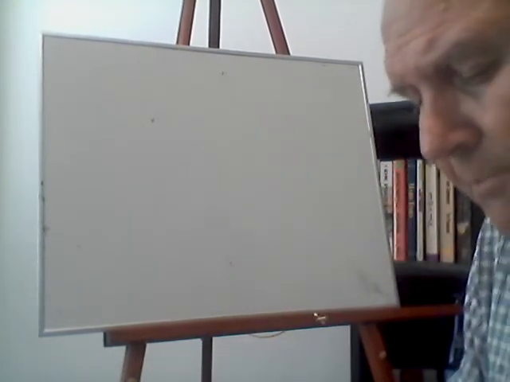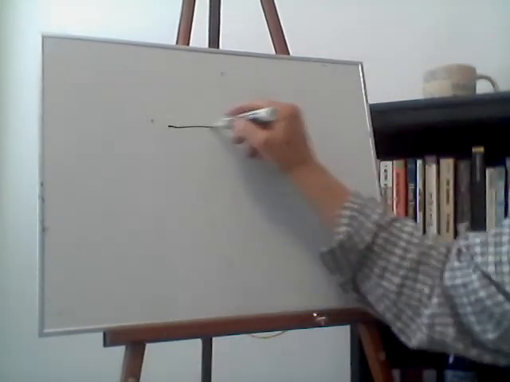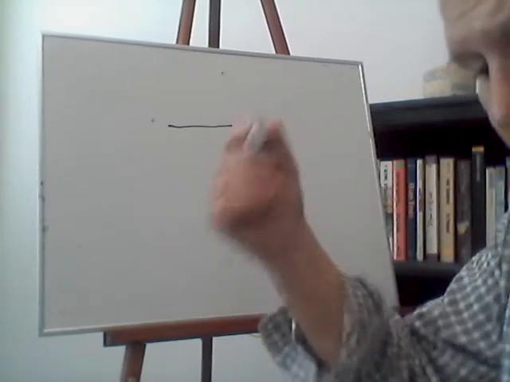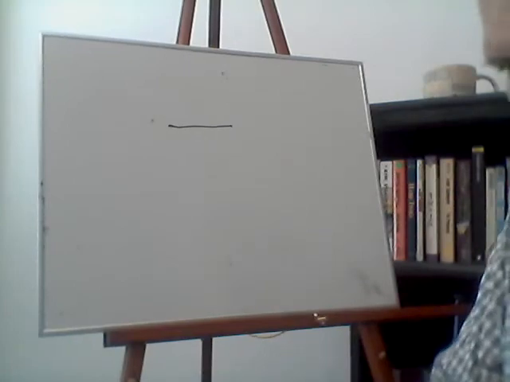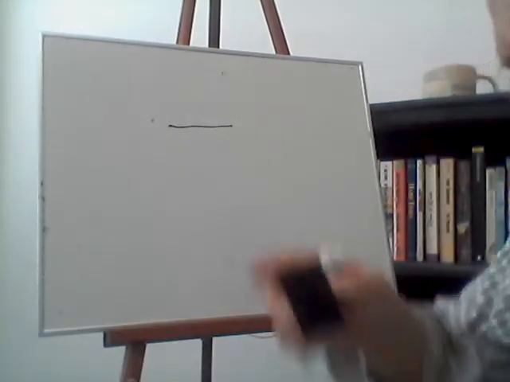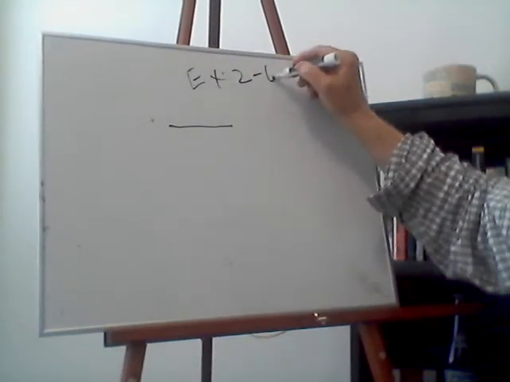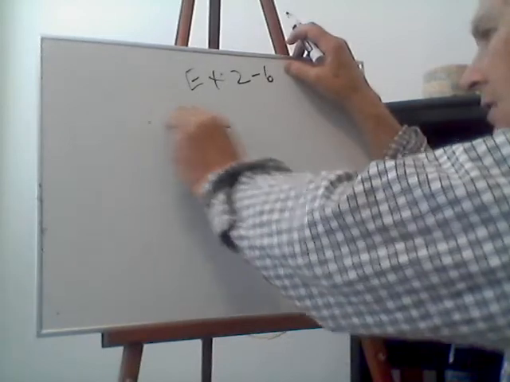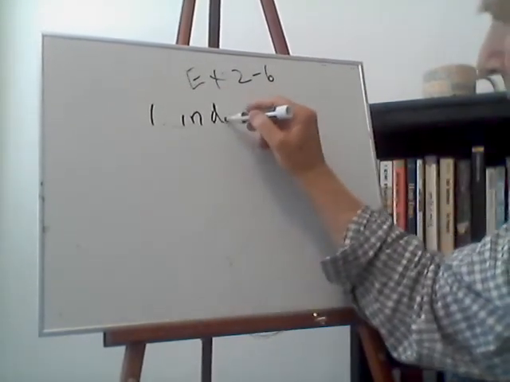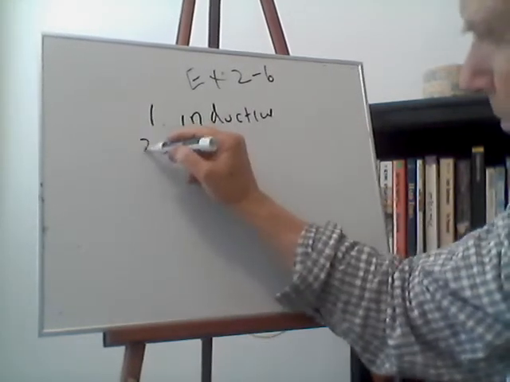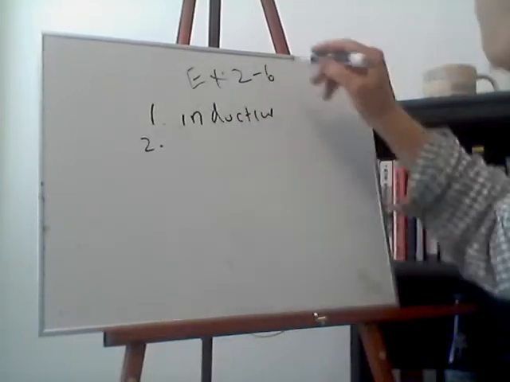Number 1, arguments that are relatively strong or weak are called blank arguments. The answer is, arguments that are strong or weak are called inductive arguments. So the answer to number 1 of exercise 2.6 is inductive. Number 2, all valid arguments are sound arguments. False.